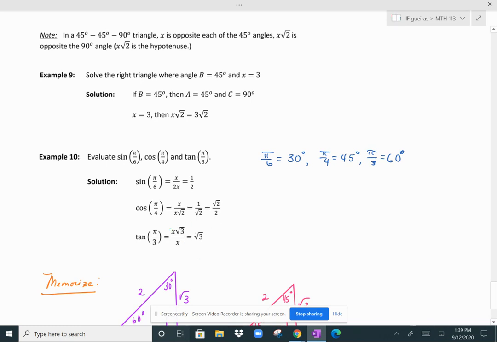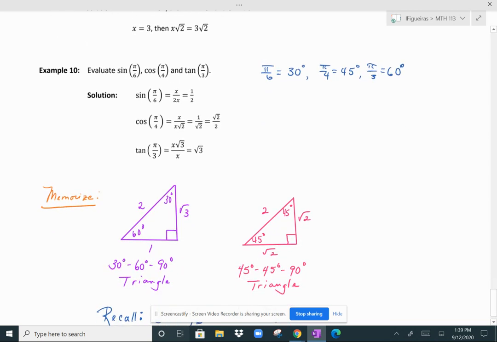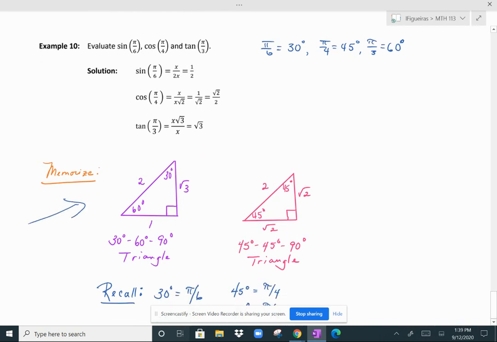So when you have a 30, 60, 90 triangle or a 45, 45, 90 degree triangle, you can solve your trigonometric functions without the use of a calculator. Notice in all of these examples, the x's canceled out. It would be easier for you to memorize these two triangles. The one in purple is the 30, 60, 90 degree triangle. Opposite of 30 is 1, opposite of 60 is root 3, and the hypotenuse is 2.